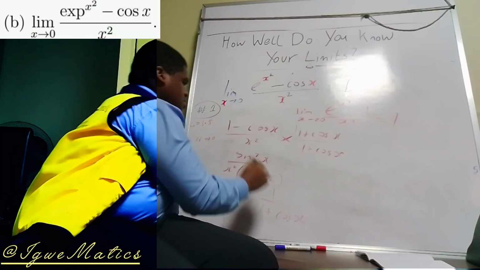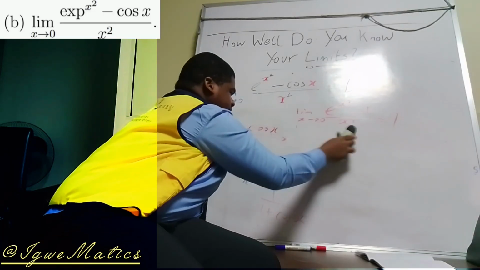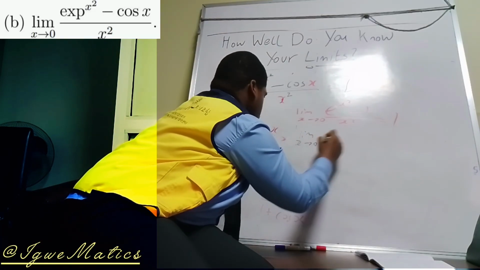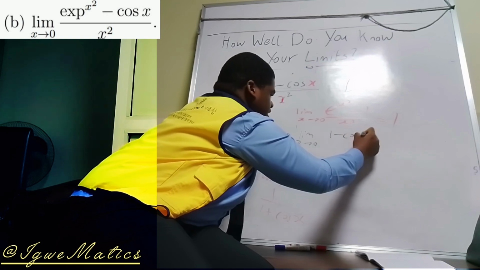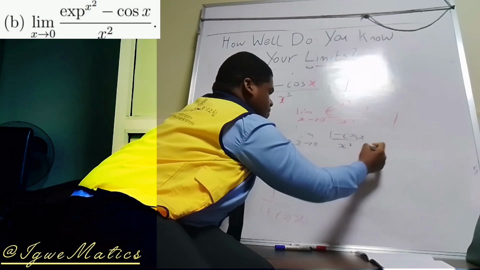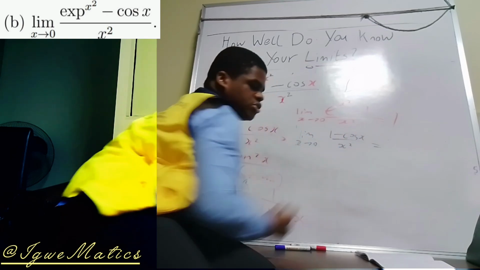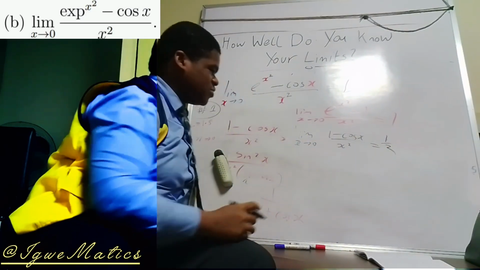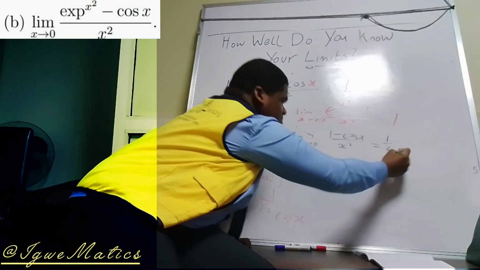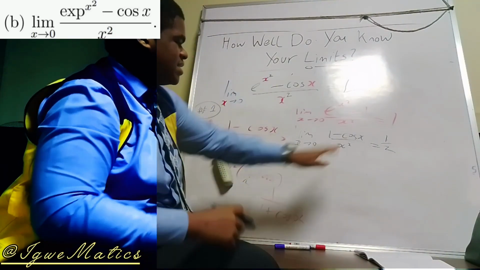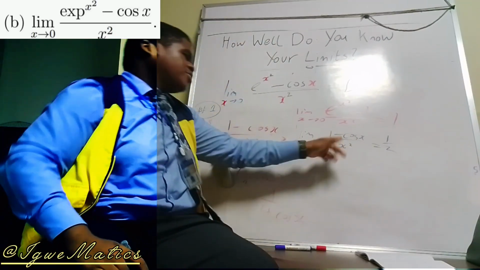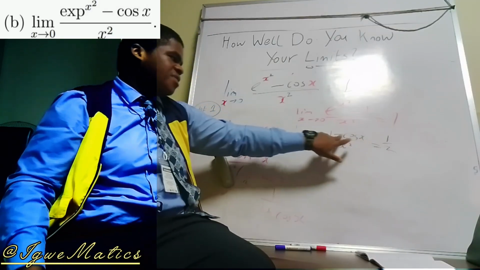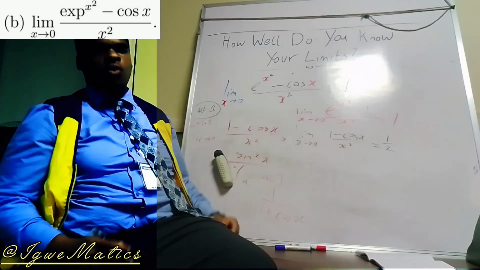So let me write this limit down here. The standard limit as x tends to 0 of 1 minus cos x divided by x squared is equal to 1 over 2. I said this is different from the other one: 1 minus cos x divided by x will give you 0. But in this case, you have 1 minus cos x divided by x squared, which equals 1 over 2.